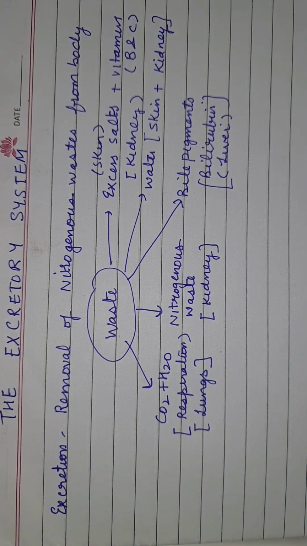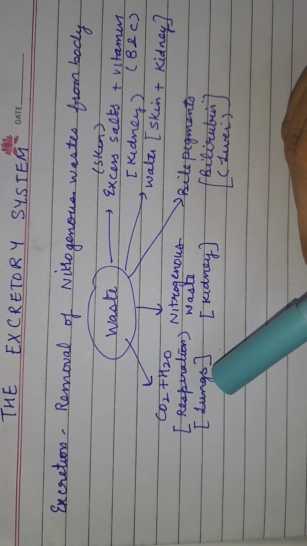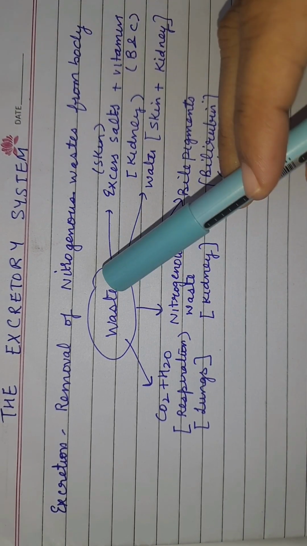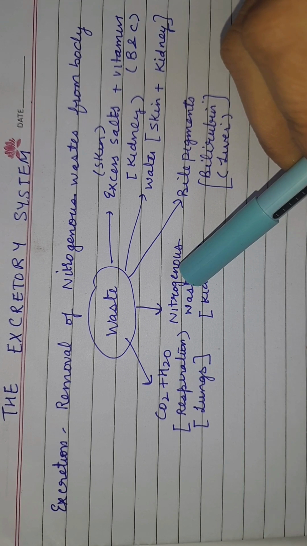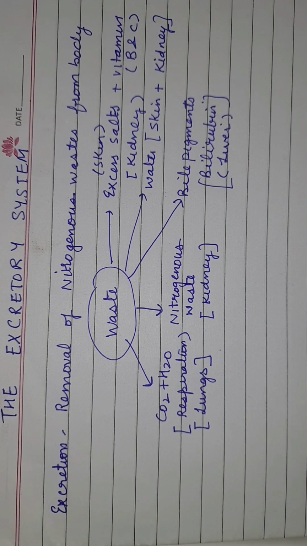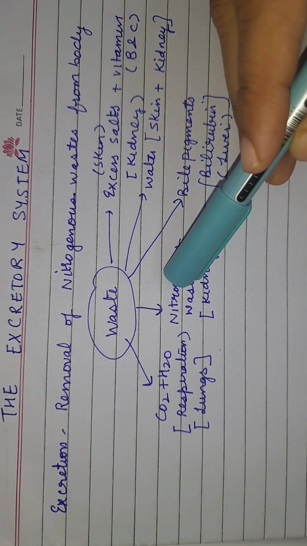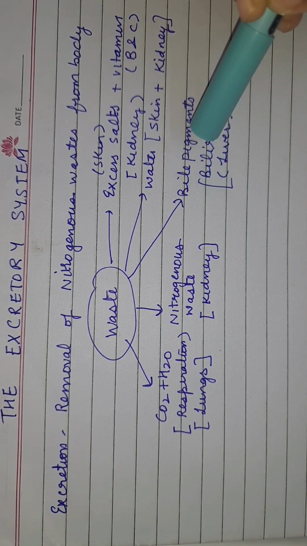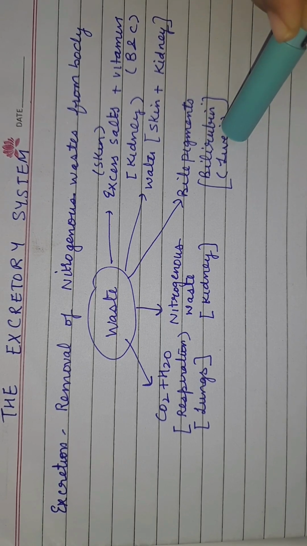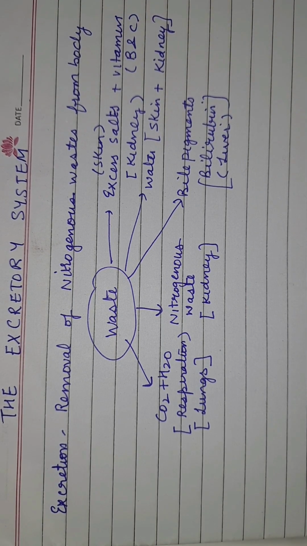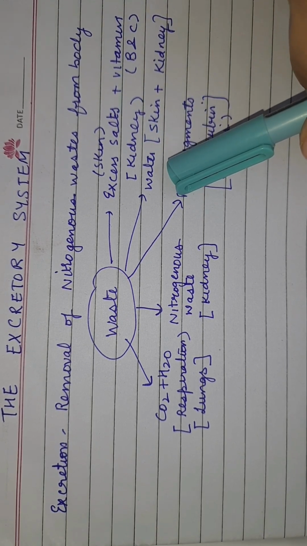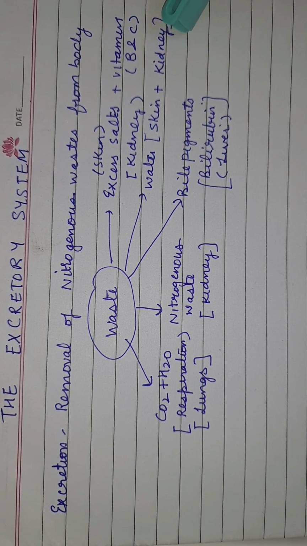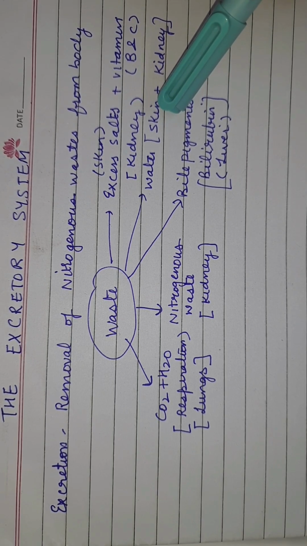First of all is carbon dioxide and water, which is released through respiration by the lungs. Next is nitrogenous waste, which, as I told you, is a nitrogen containing waste that is mainly excreted by the kidney. Next is bile pigment, which is bilirubin, processed by the liver, and then the liver gives it to the kidney, and ultimately it is thrown out of the body.